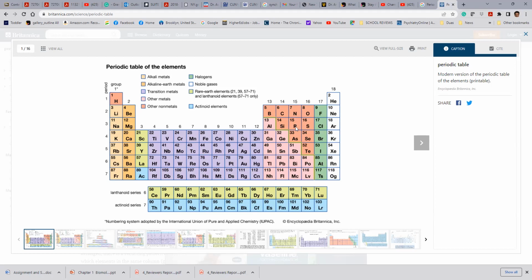So the take-home message for this periodic table is that the elements are arranged into columns and rows. Columns have similar physical and chemical properties. If you focus on rows, let's take one row, let's say row number 4.